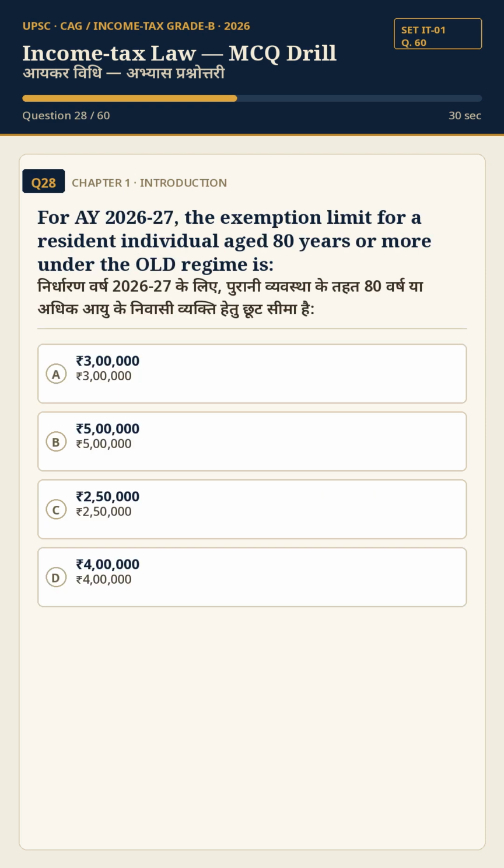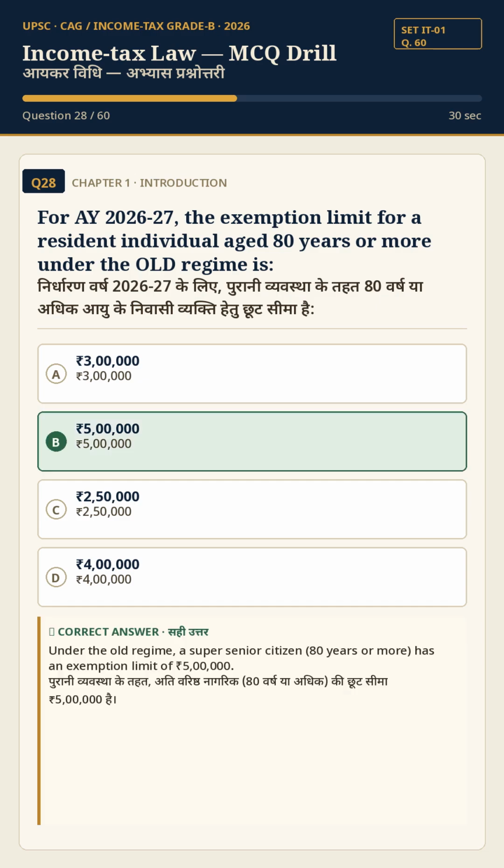Question 28. For AY 2026-27, the exemption limit for a resident individual aged 80 years or more under the OLD regime is option B, 500,000. The correct answer explanation: under the old regime, a super senior citizen, 80 years or more, has an exemption limit of 500,000.